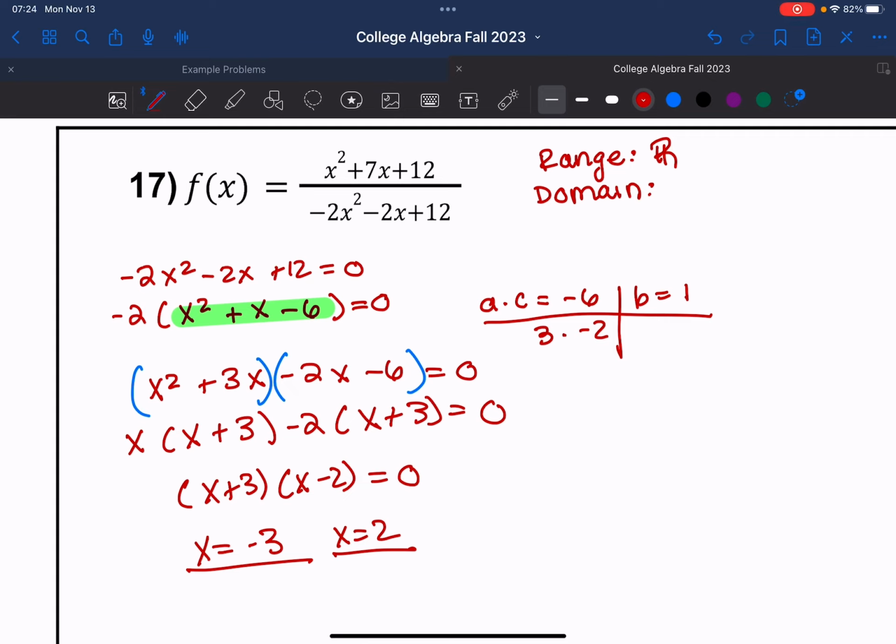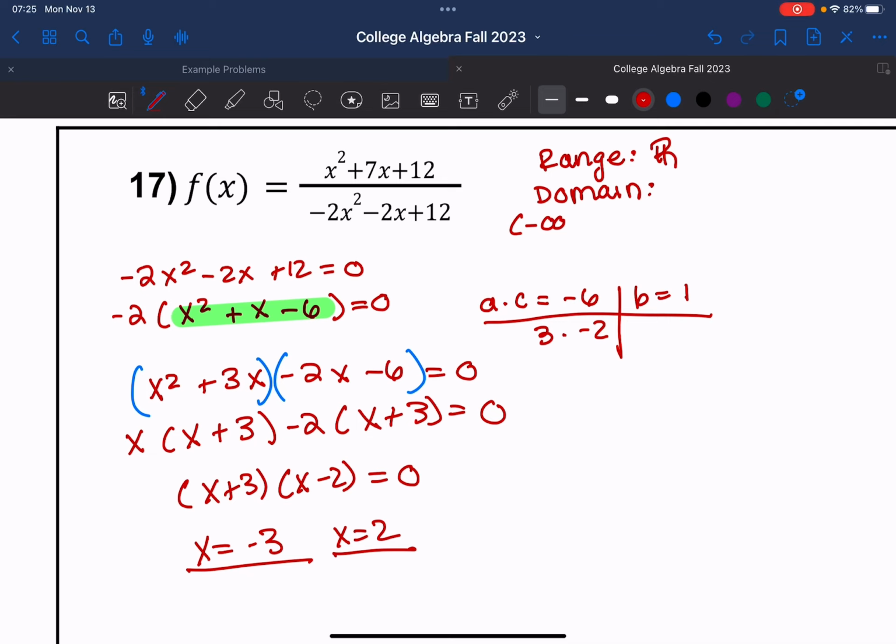So our domain is going to look a little longer than just that two parentheses with one union. Because remember, the only numbers that we can't have is -3 and 2. We can have every other number. So you always start off with that -infinity. So -infinity, and then you grab your smaller number.